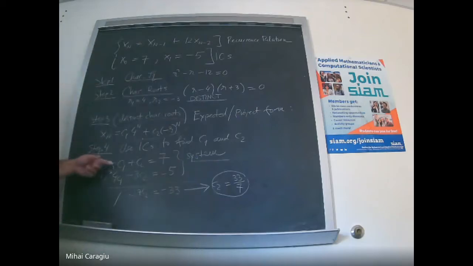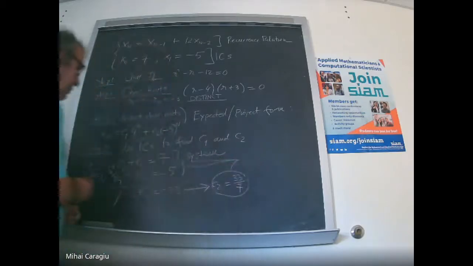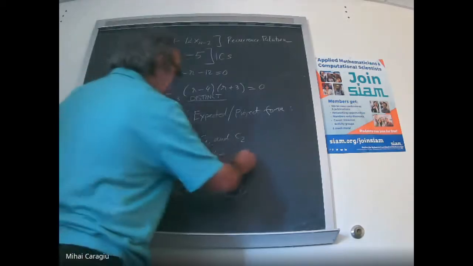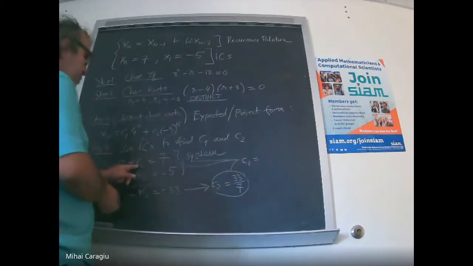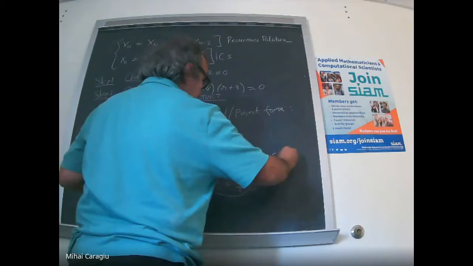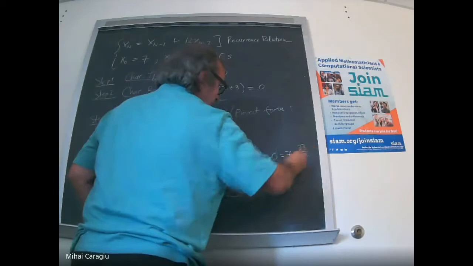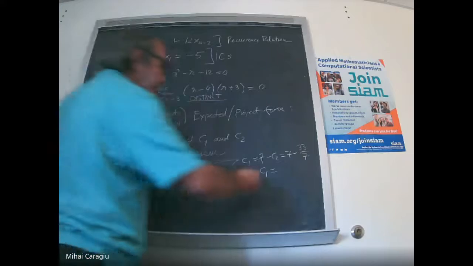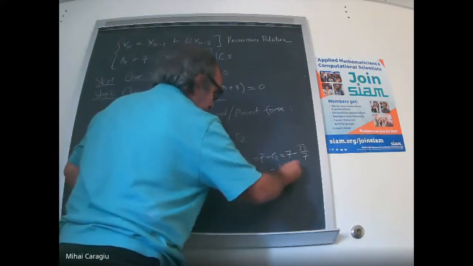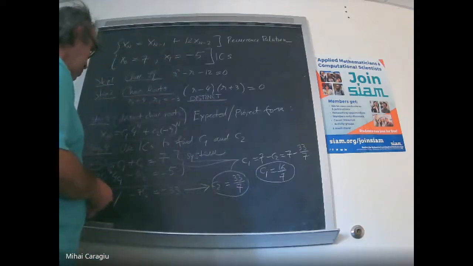Then we can find C1 by using C1 plus C2 equals 7. So C1 will be 7 minus C2. It will be 7 minus 33 over 7. So C1 equals 49 minus 33, which is 16 over 7. So we got C1 and C2. Okay, so we got everything we need.